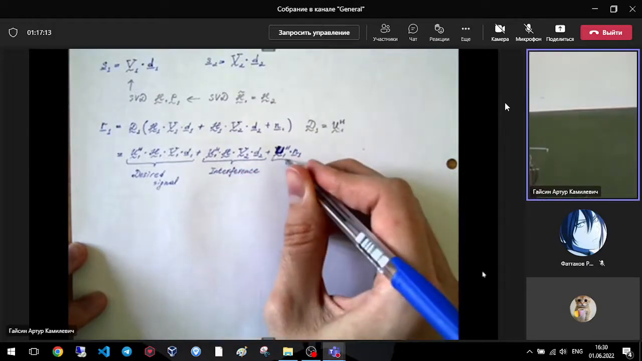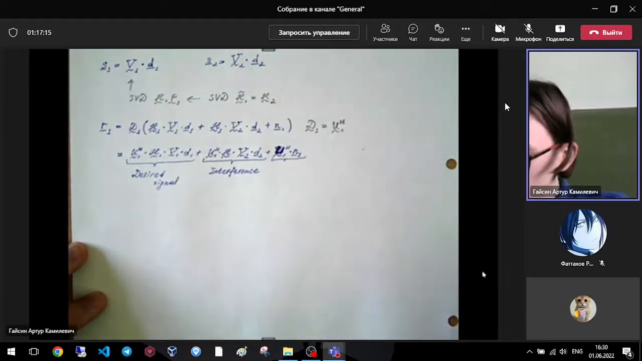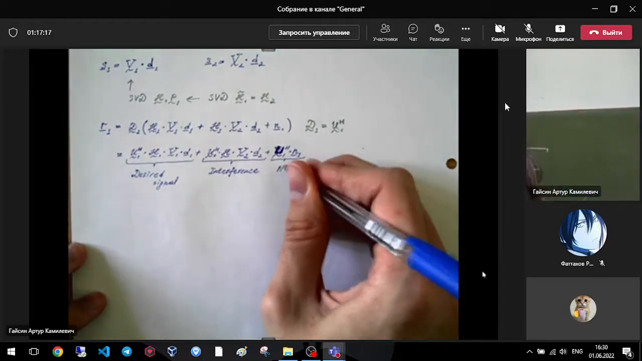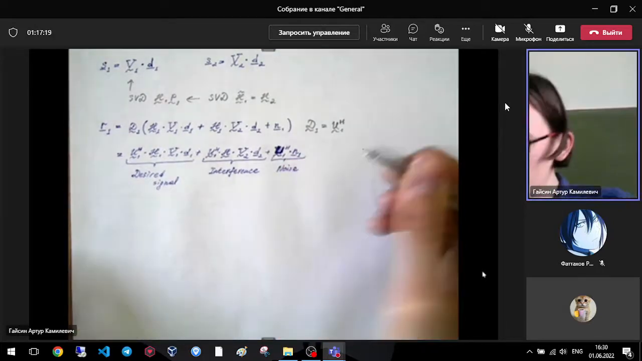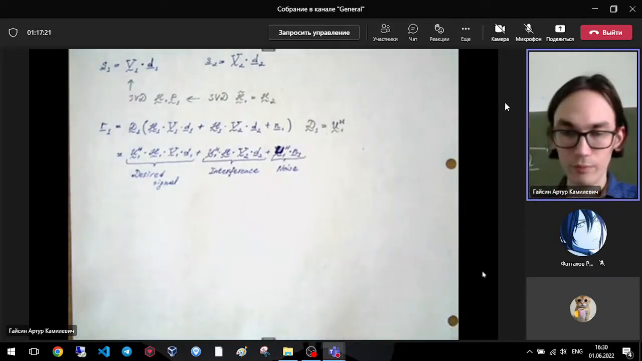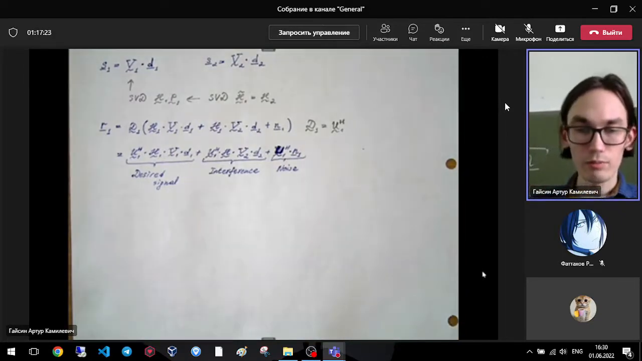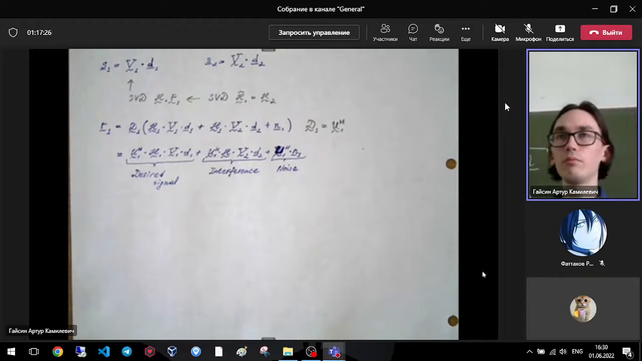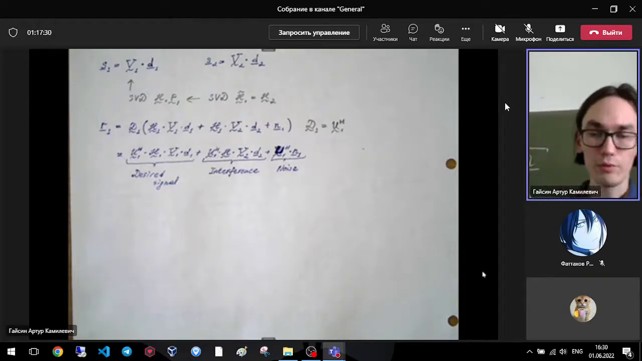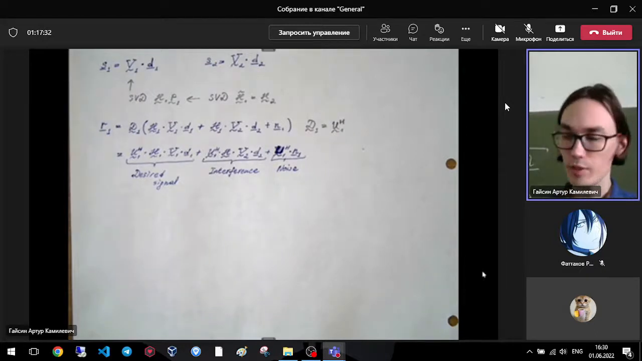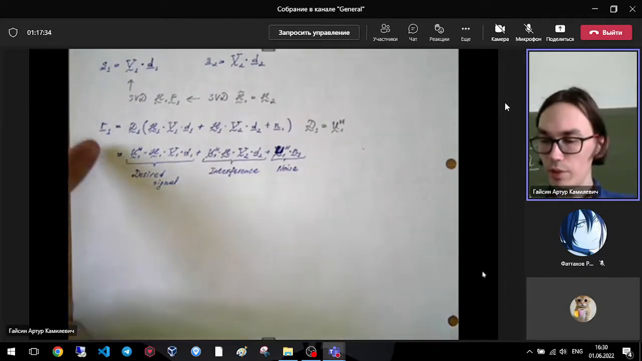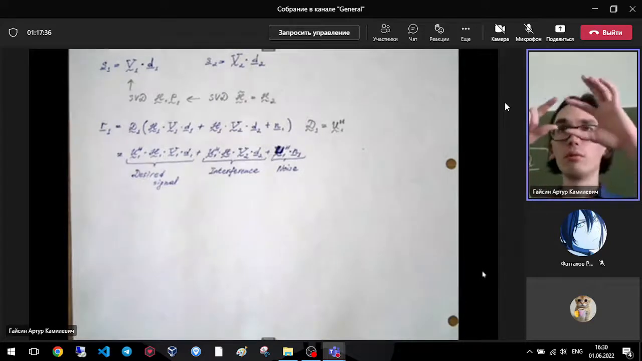And this part is our noise for our first user. And of course, for example, if in the exam we say to you that you should provide an explicit expression, you can write it as follows, just one line.